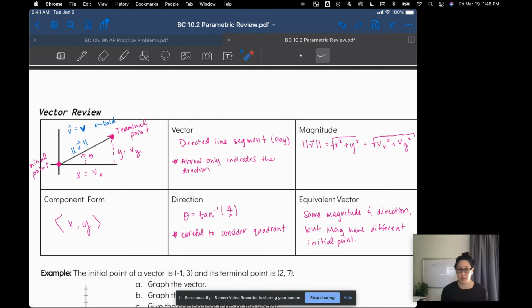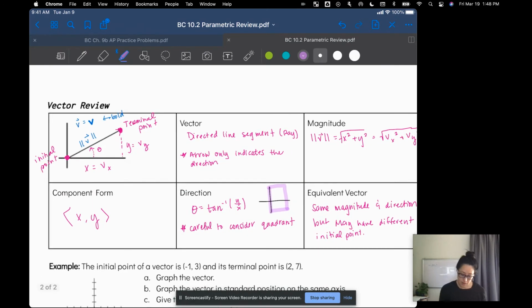So we use inverse tangent to figure out the angle. So we use the inverse tangent of the y length over the x length, but we do have to be careful to consider what quadrant you're in, because when we use inverse tangent, your calculator will only give you the answer in quadrant 1 or quadrant 4. So if your vector is facing quadrant 3 or quadrant 2, you have to add pi to your answer.